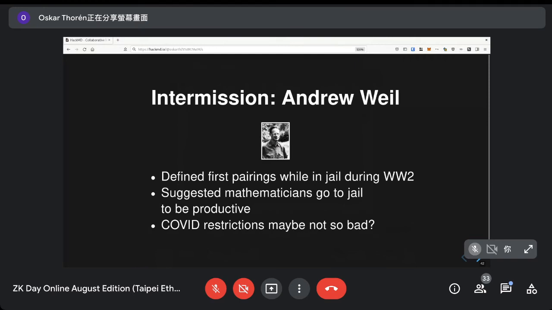So as a brief aside, the first cryptographic pairing was defined by Andre Weil, who was part of the Bourbaki group. And he defined it when he was in jail during World War II, and he had pen and paper, and he was very productive. And he suggested mathematicians go to jail in order to be productive. So maybe COVID restrictions aren't so bad after all.